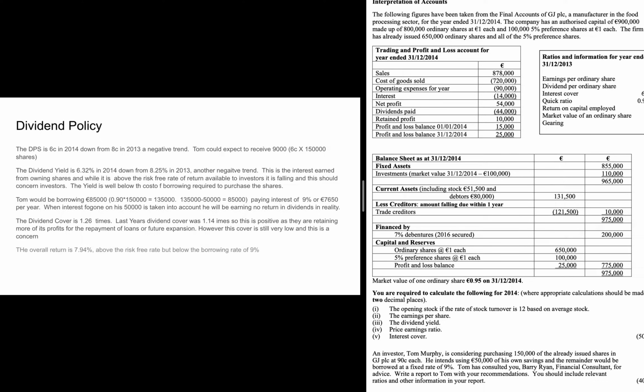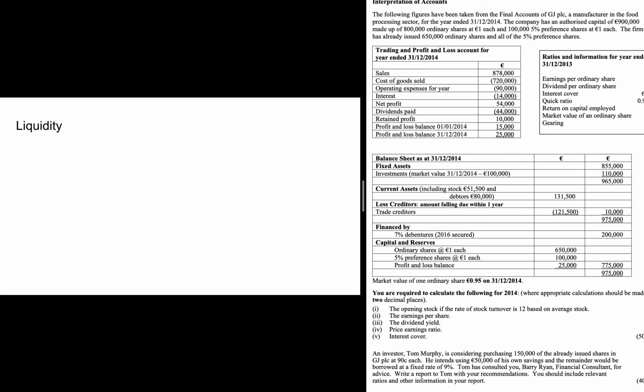All right, so that's my dividend cover, and then I did my overall return. So again, 7.94%, 6.32 by 1.26. Now, I wasn't in a position to work out last year, so I just compared it to the borrowing rate of 9%. And again, it's below that. All negative so far, and probably gets worse as we go to liquidity.